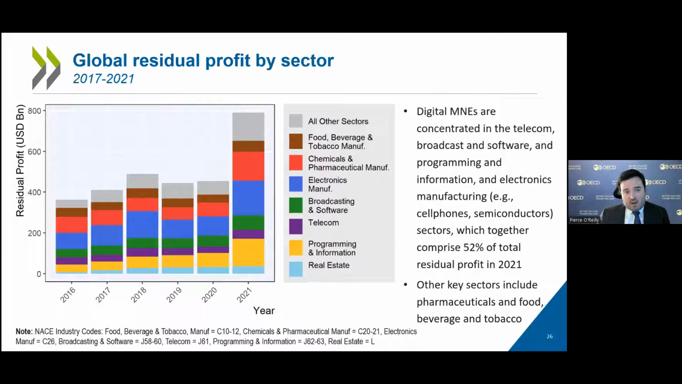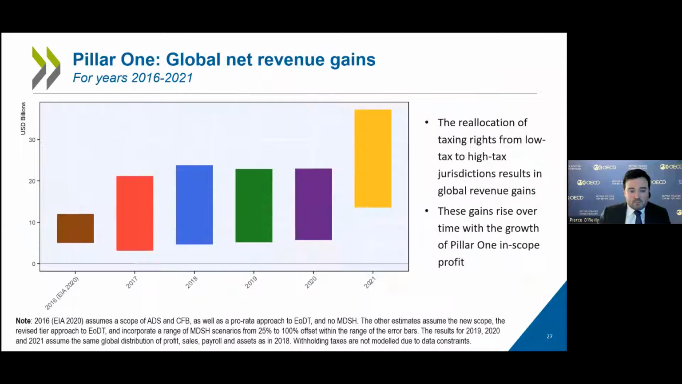So that's really describing exactly the kinds of businesses that are in scope of the Pillar One solution in 2021. So the next slide then shows the global net revenue gains. A couple of things again: we see here over time our range of revenue gains in our models. We have a high and a low. And there are a few points that are important to note. Obviously, you see that the global revenue gains are broadly on an upward trend.